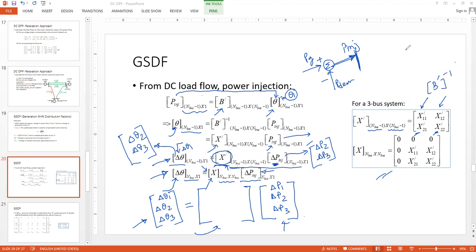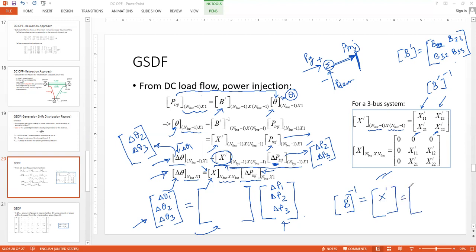Remember, b prime inverse. So if we write down b prime like this, b11, okay, it was not b11, it was b22, because it was reduced dimension, b23, b32, b33. So this was the dimension, and these were the entries of the b dash. Once we invert this, we will call this the inverse of b dash. So b dash inverse would be simply x dash.